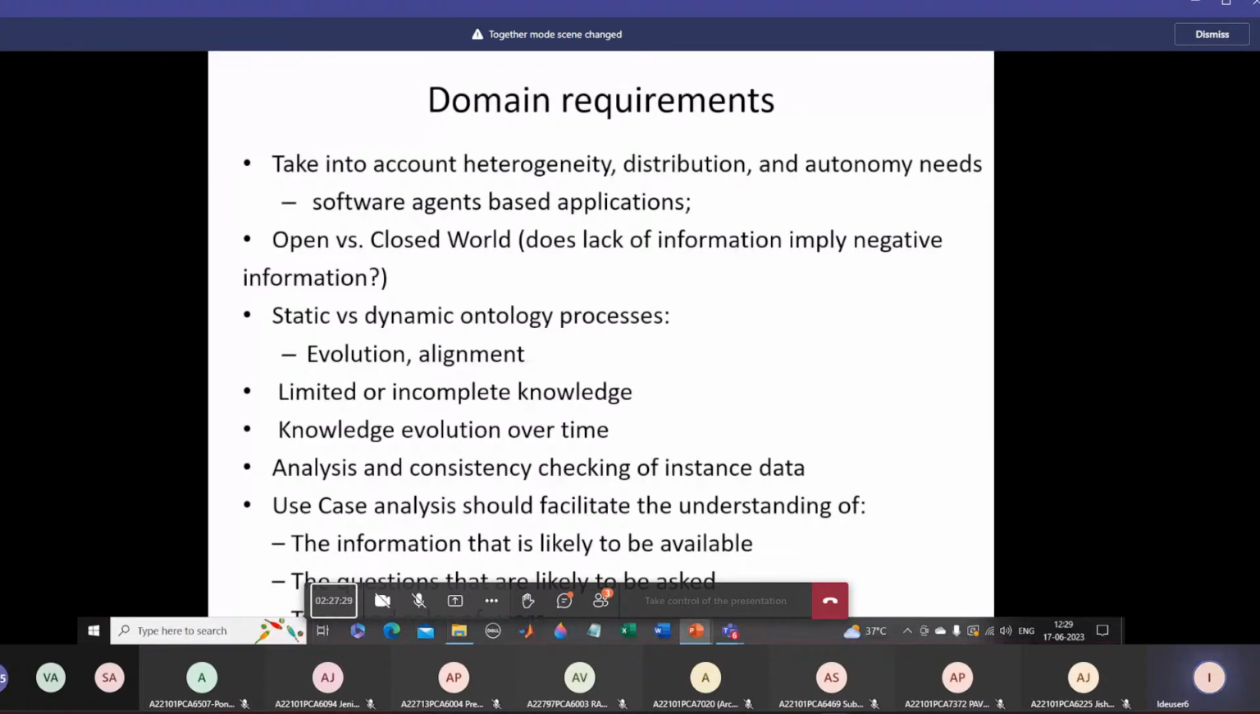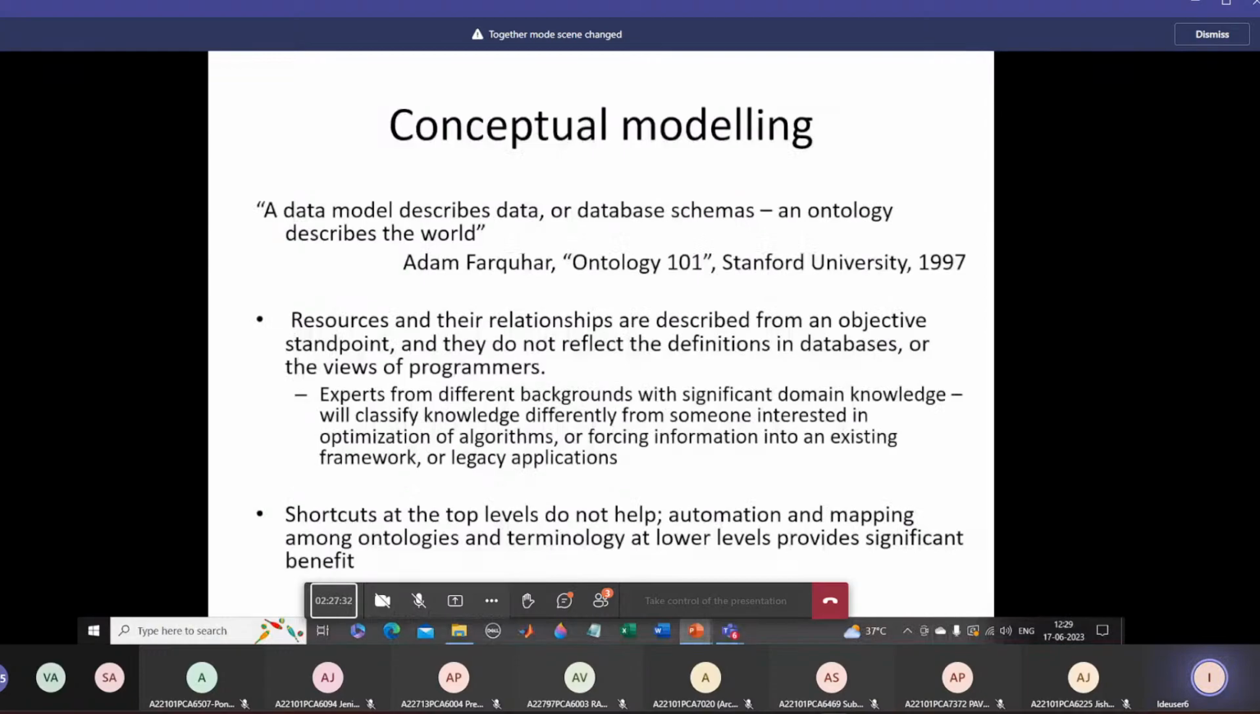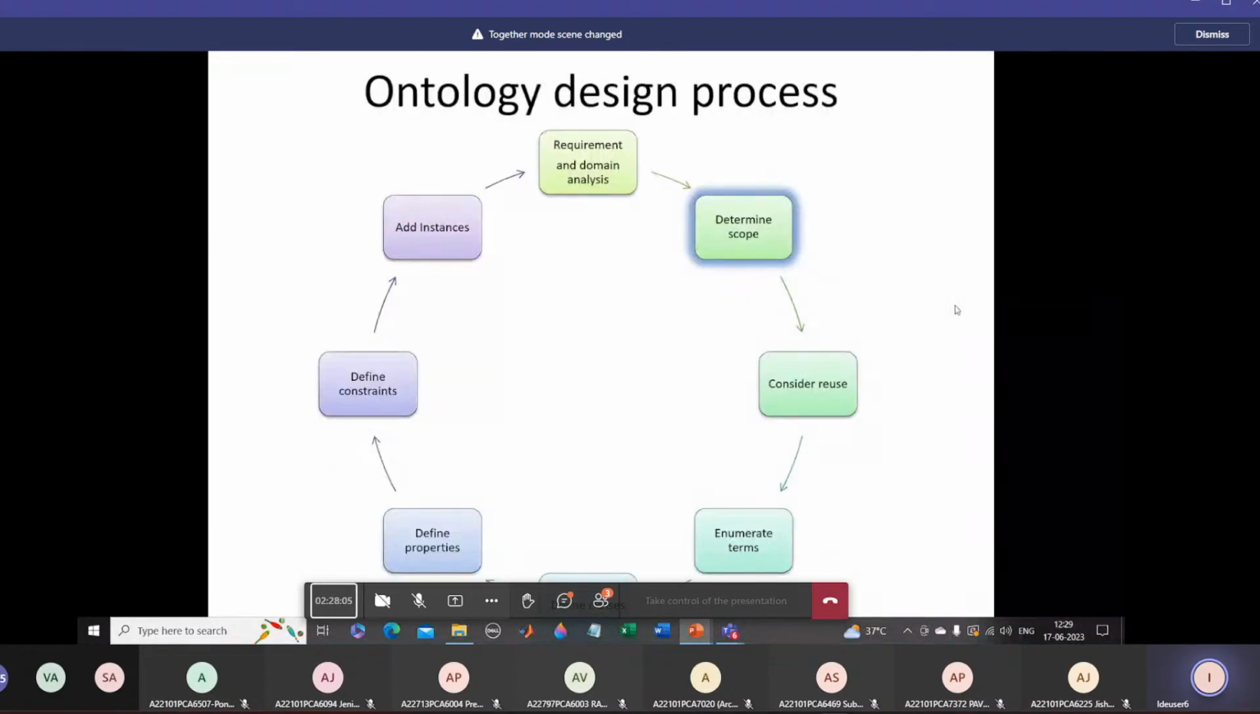And in the modeling, a data model describes data and an ontology describes the world. Okay, and so you should know about all the resources and the relationships. You should have some objective, and for that you should have the resources and the relationships. And they won't be reflecting the definition in the databases or the use of the programmers. And then you should have some shortcut at the top levels. Okay, so that won't help. So you go for automation and mapping. The next is the design process.